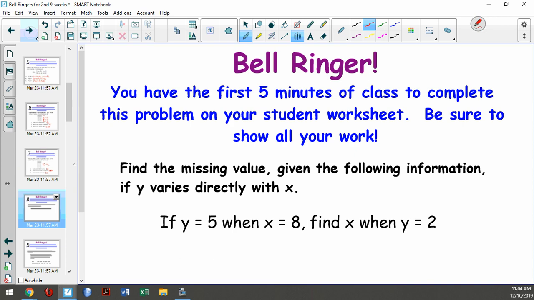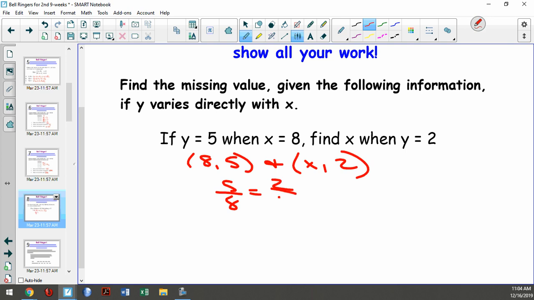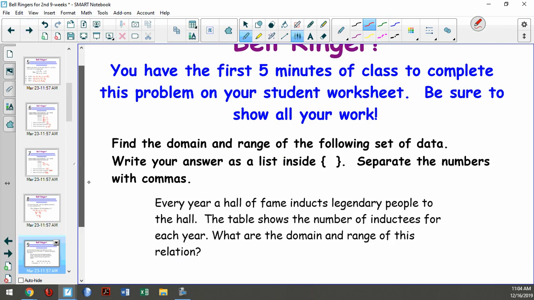Okay, the next one. How did we do these ones? I'm going to write this as a point, (8, 5), and (x, 2). And then we made the nice little proportions, right? y over x is equal to y over x. And then what did you do? Cross multiplied, and you're going to get x is equal to 16 over 5. Do we understand that problem, yes or no? We good? Okay, next.